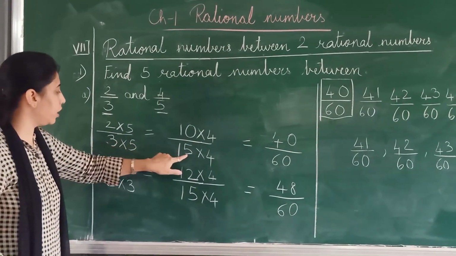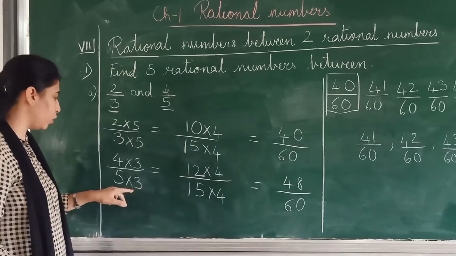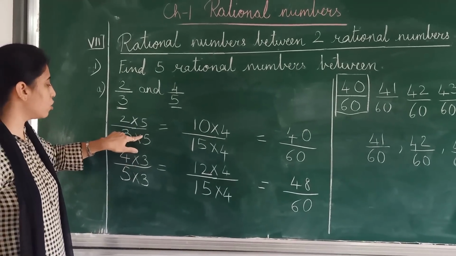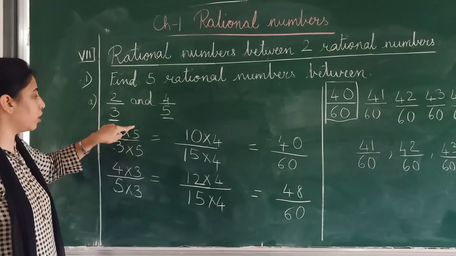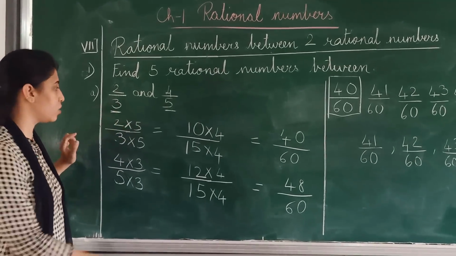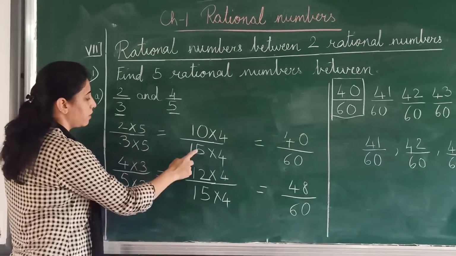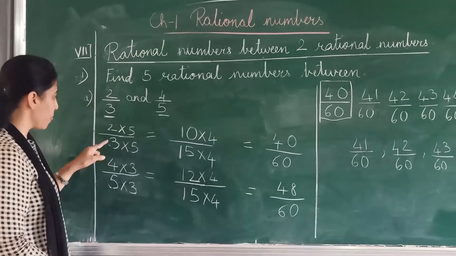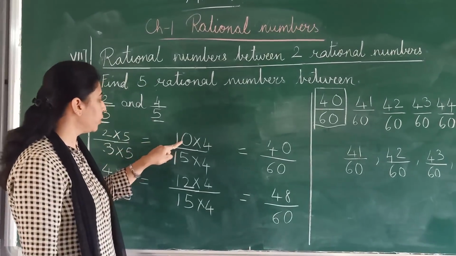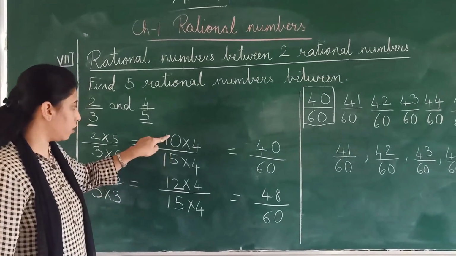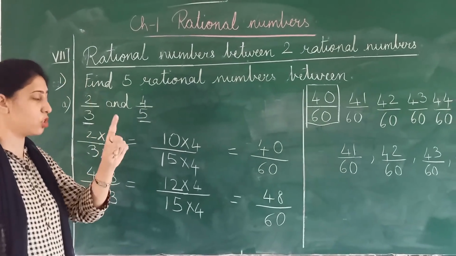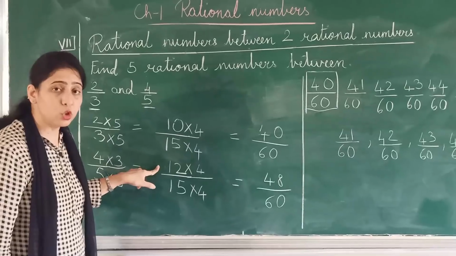So 3 5s are 15 and 5 3s are 15. So when you multiply in the denominator, you have to multiply in the numerator as well. When here also you multiply 5 in the denominator, you have to multiply in the numerator as well. So 2 5s are 10, 3 5s are 15, 4 3s are 12, 5 3s are 15. So now how are you going to do? Now 15, 10 and 12. Now the numerator you check, 10, 11, 12. Only one rational number is there between these two rational numbers.